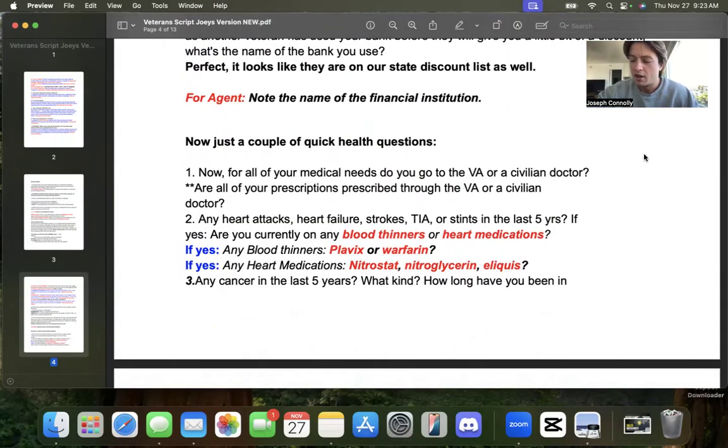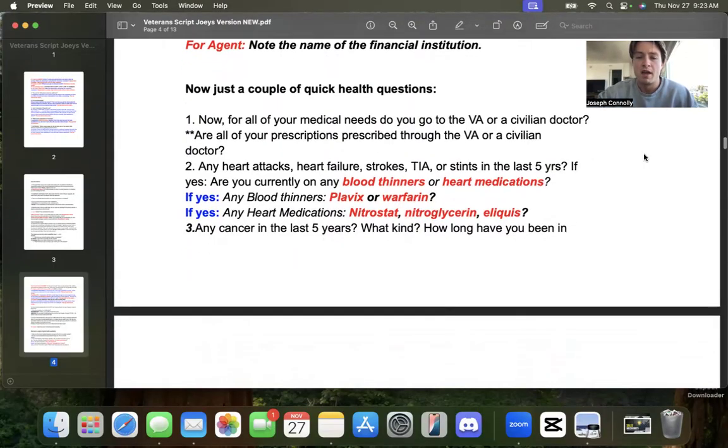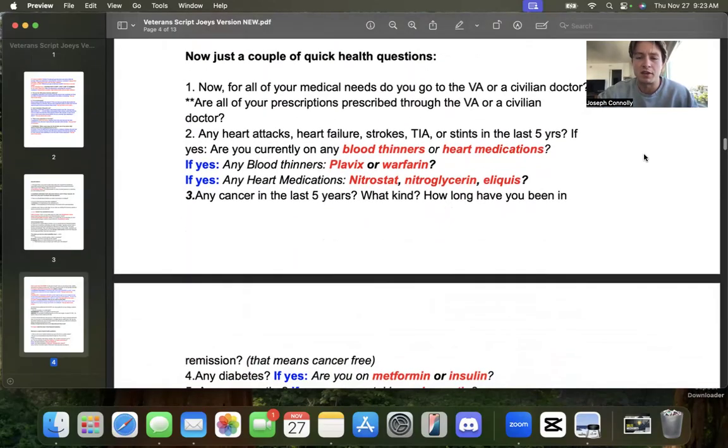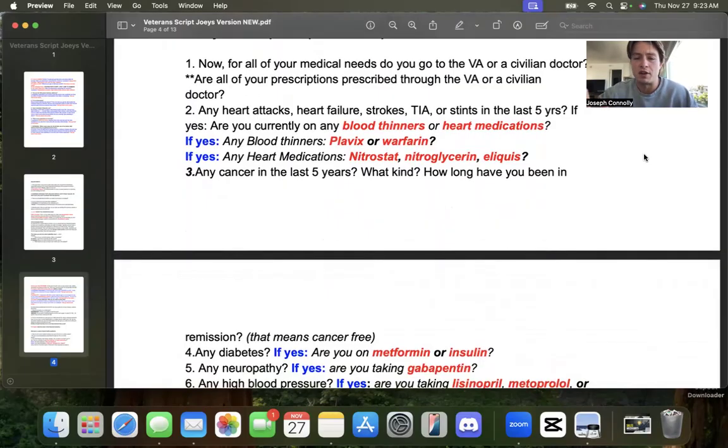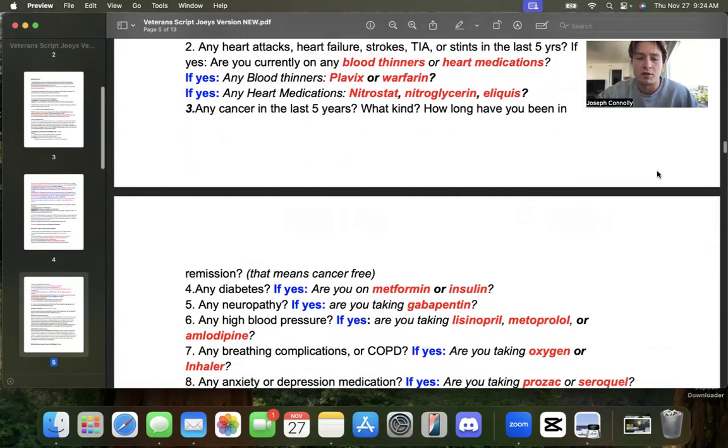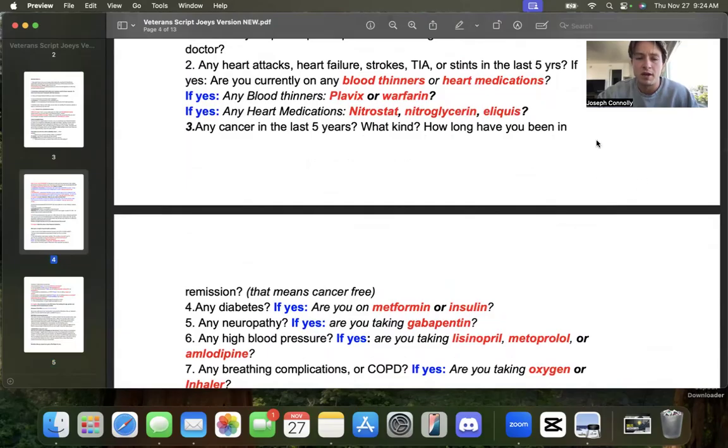So, and then a couple of quick health questions for you, sir. For your medical needs, you go to a VA or a civilian doctor? Go to the VA. They're taking good care of you, sir. All right, perfect. And then the last 5 years, have you had any heart attacks, heart failure, strokes, TIA, or stents? And if they say yes, I'm going to ask the other questions. Okay, no heart attacks, no strokes. Awesome, amazing, sir. Have you had any cancer?